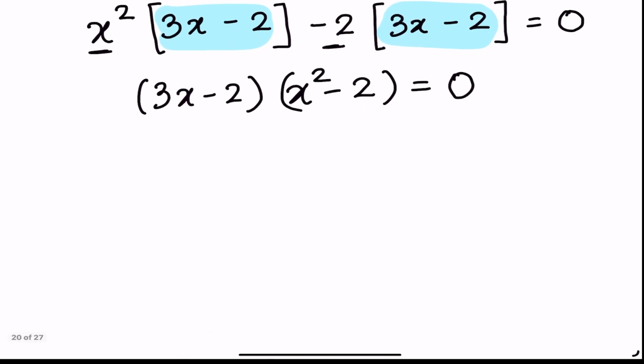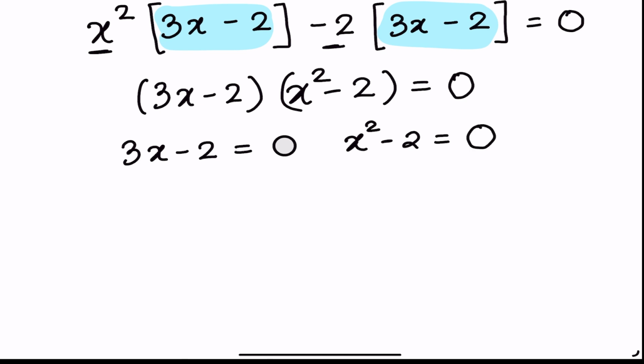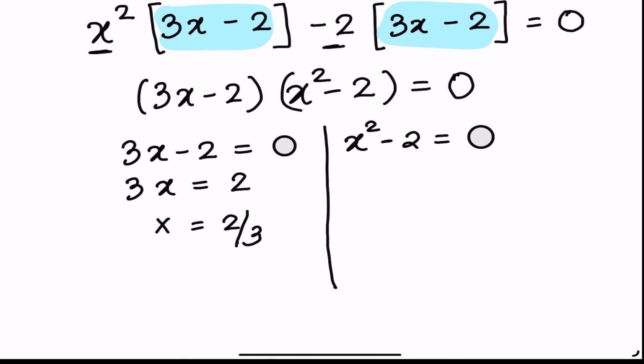And now, what do I do? Once I have this, I'm going to use my zero property. So 3x minus 2 is equal to 0. And x squared minus 2 is equal to 0. What do I have? Add 2 on both sides. So 3x is equal to 2. X is equal to 2 over 3.